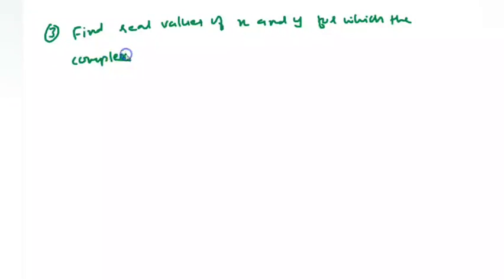Suppose you are given, find the real values of x and y for which the complex numbers minus 3 plus i x square and x square plus y plus 4i are conjugate of each other.